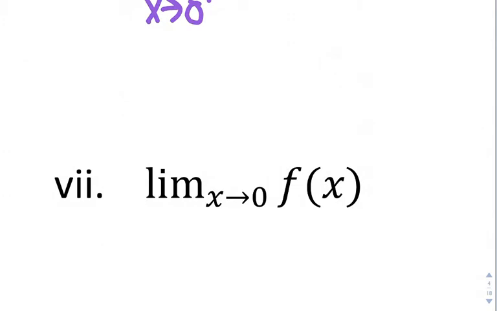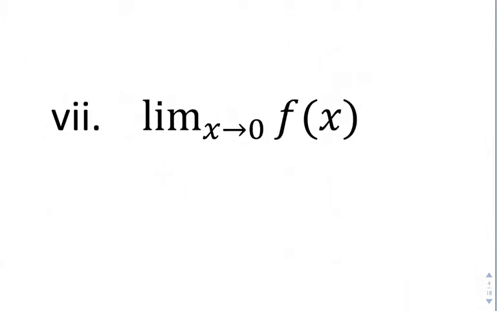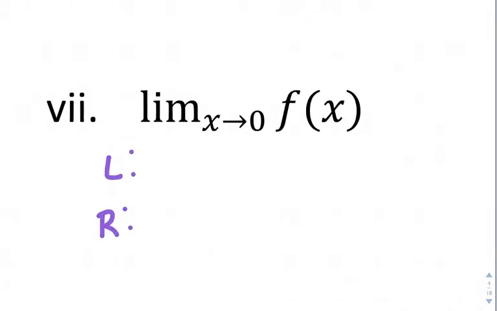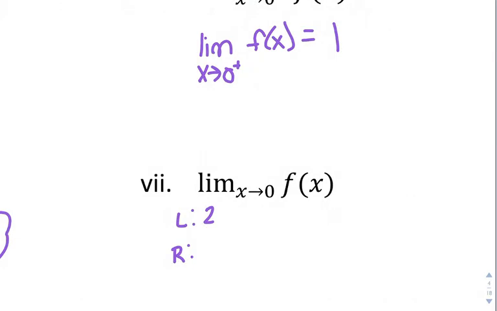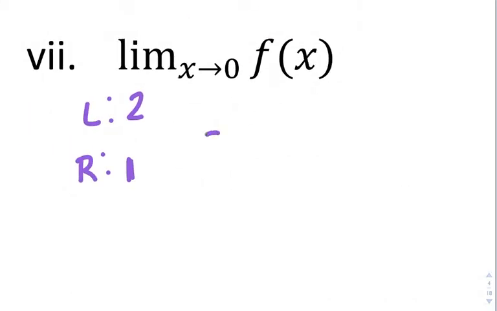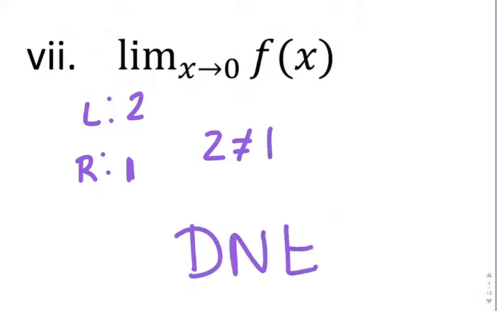Now remember, when it doesn't have a plus or minus in the exponent, it means overall. So we have to compare our left hand limit and our right hand limit. Our left hand limit, we got 2. And then our right hand limit, we got 1. I know 2 does not equal 1 because they're not the same number. Therefore, this limit does not exist.